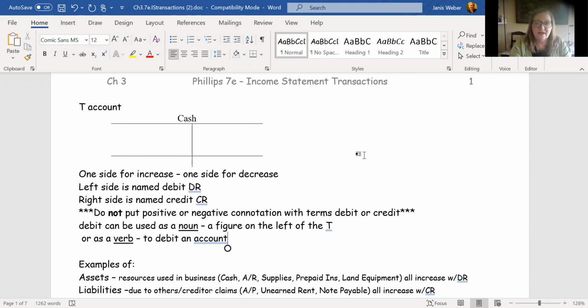Okay, so remember that with T accounts, one side is for increasing and one side is for decreasing. But no matter which account you have, the debit side is always on the left and the credit side is on the right. Now, some accounts decrease with the debit and some accounts increase with the debit. A cash account, a dividend account, and an expense account all increase with the debit, whereas the other accounts are the opposite and they increase with the credit. But we've had quite a bit of experience with that and we'll have a lot more today.